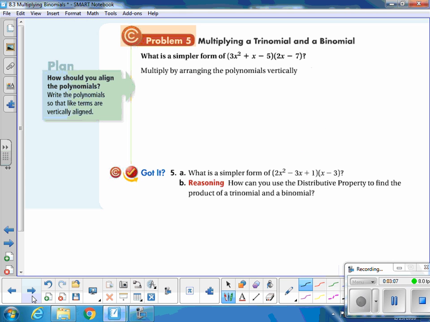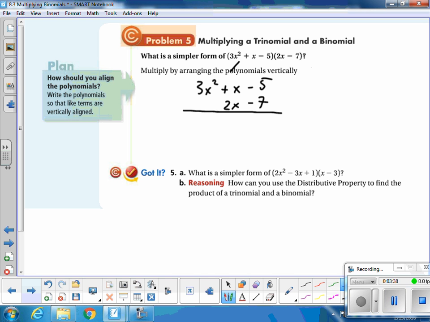There's another way to also multiply trinomials and binomials. You can do it by arranging them vertically. So let's give that a try, because then you can choose how you want to do that. So I'll take my first one, which would be 3x squared plus x minus 5, and I set it pretty much just like a multiplication problem. 2x minus 7. And now I'm just going to do like I would do for a multiplication problem.